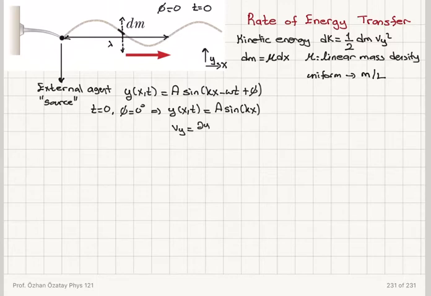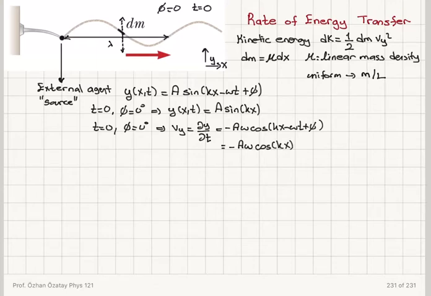transverse velocity of this string element? It is the derivative of y with respect to t, evaluated at t equal to 0, phi equal to 0. The derivative is minus A omega cosine(kx minus omega t plus phi), but because t and phi are 0, this is going to be equal to minus A omega cosine kx.